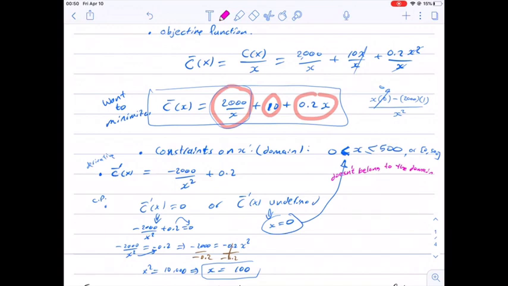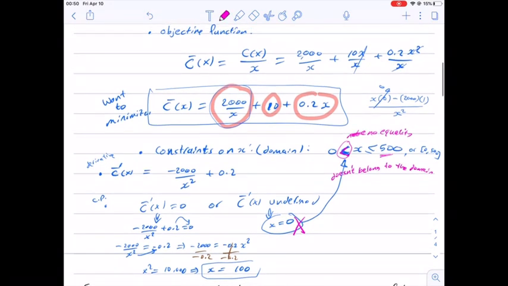The domain is x. X can take values from 0 to 500. 500 is included, but 0 is not included. As we can see here, we don't have equality. No equality here. So 0 is not included, so we just cancel this critical point. We only have one critical point in this domain.